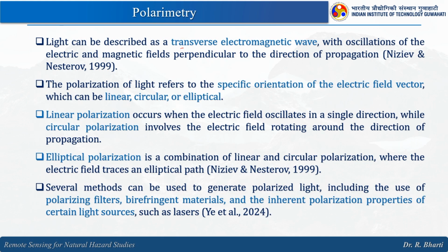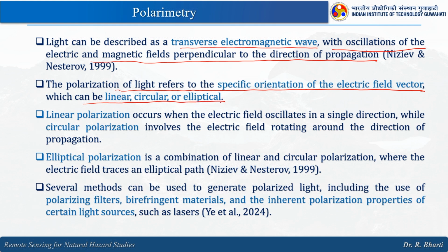Light can be described as a transverse electromagnetic wave with oscillations of the electric and magnetic field perpendicular to the direction of propagation. So, that was very clear from the diagram. The polarization of the light refers to the specific orientation of the electric field vector, which can be linear, circular and elliptical. Now, here we are referring to the electric field vector, right, and it can be linear, circular and elliptical.